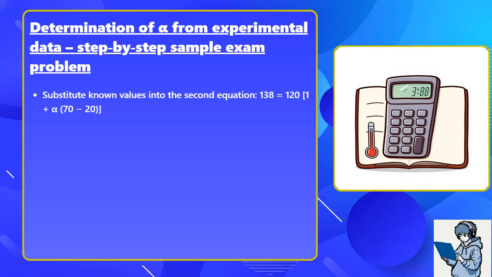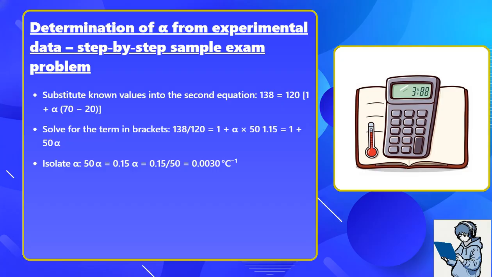Substitute known values into the second equation. 138 equals 120 [1 plus alpha (70 minus 20)]. Solve for the term in brackets. 138 divided by 120 equals 1 plus alpha times 50. 1.15 equals 1 plus 50 alpha. Isolate alpha. 50 alpha equals 0.15.